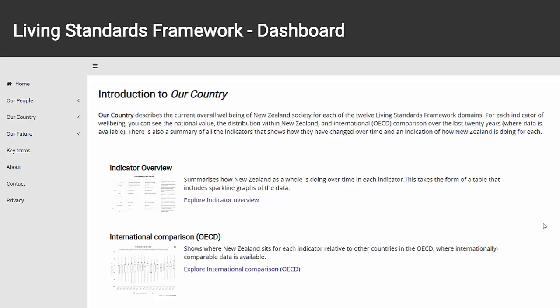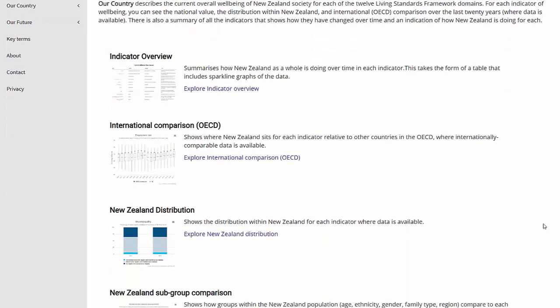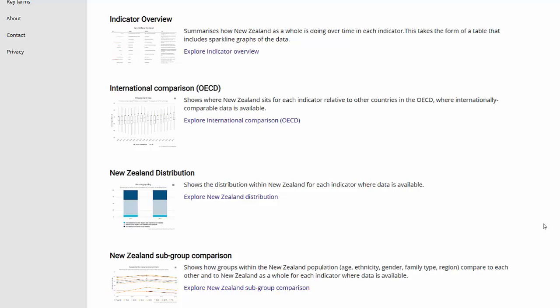In this video, we're looking at the Our Country section of the LSF dashboard. Our Country is split into four sections: Indicator Overview, International Comparison, New Zealand Distribution, and New Zealand Population Subgroup Comparison. We can use these four sections to gauge levels of current and future well-being for New Zealanders, which we can then use to inform policy on a broad scale.